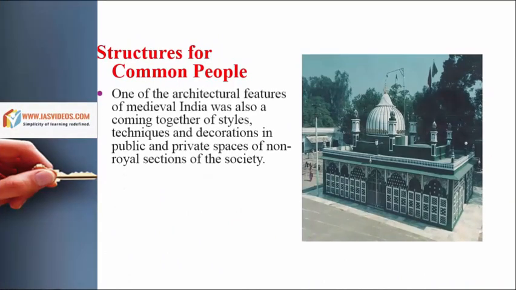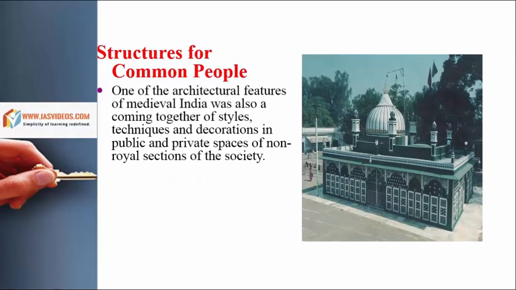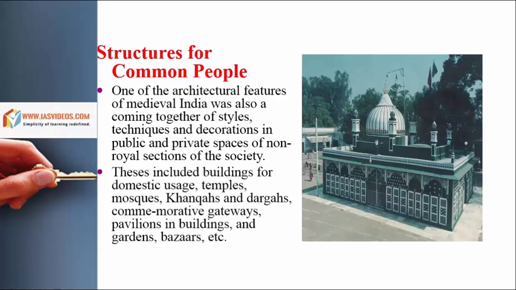Structures of common people. One of the architectural features of medieval India was also a coming together of styles, techniques and decorations in public and private spaces of non-royal sections of the society. These included buildings for domestic usage, temples, mosques, khanqahs and dargahs, commemorative gateways, pavilions in buildings and gardens, bazaars, etc.